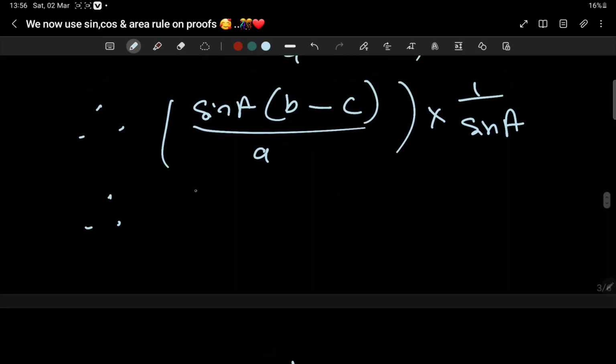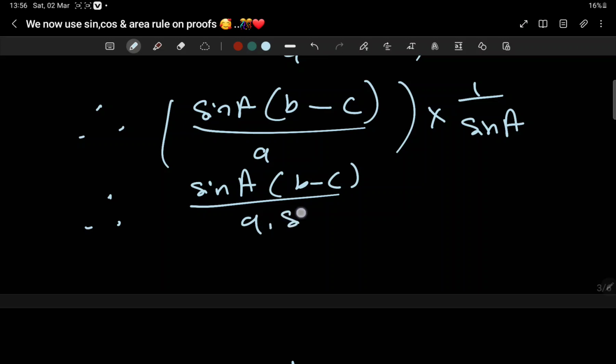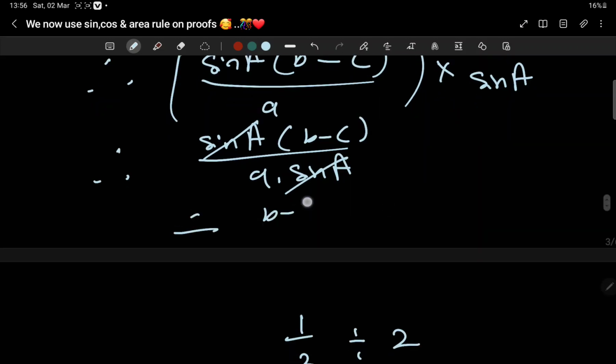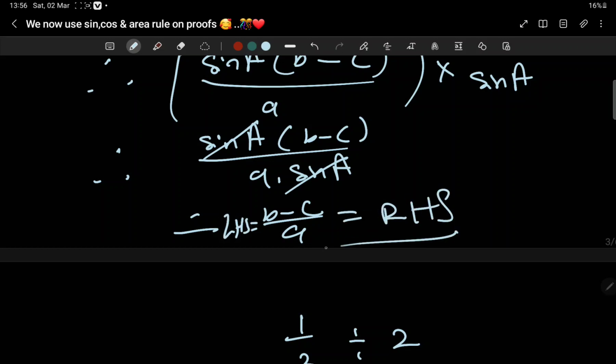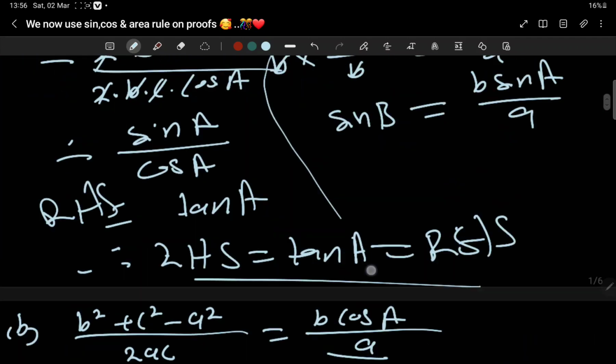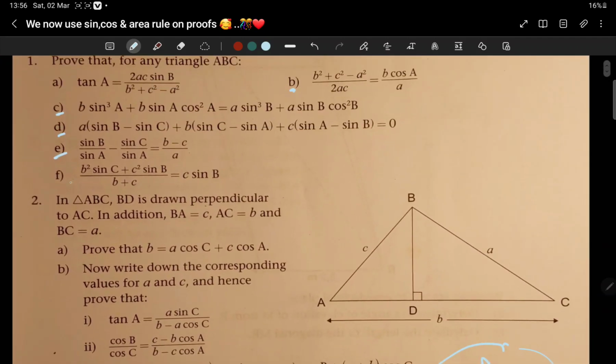Therefore, we still have sine A (b minus c) over a. Multiplying 1 times the numerator, it will remain the same. Whatever is multiplied by 1 remains as it is. Then sine A multiplied by a, you get a times sine A. Sine A cancels out, so you remain with (b minus c) over a. This is the left hand side, and it's also equal to the right hand side. We proved that. In the next video we do number F.